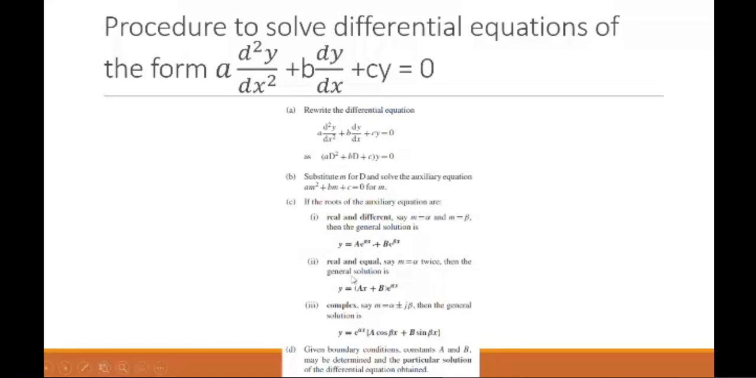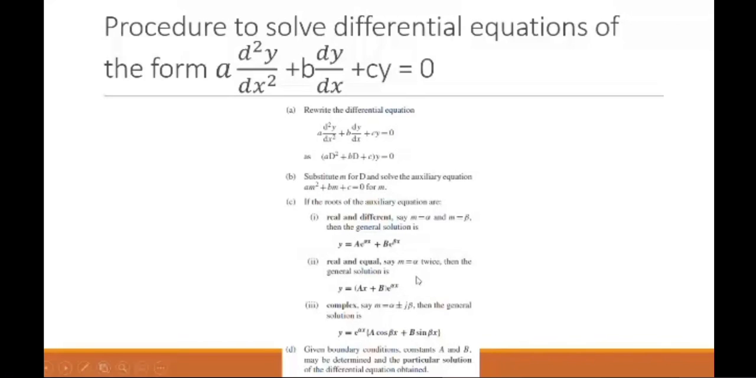So if the roots are real and equal, that means we have two roots, but those two are equal, so we have only one value. Say it's equal to alpha, then m is equal to alpha, and the general solution takes this form: y equals (Ax plus B) times e^(alpha x). So alpha is the solution for the auxiliary equation.